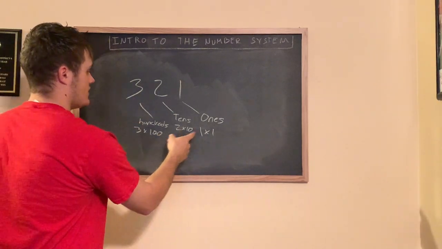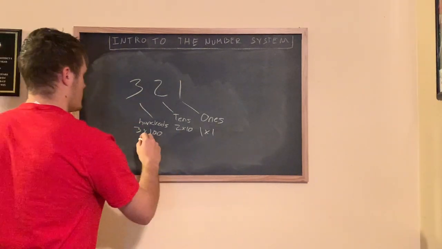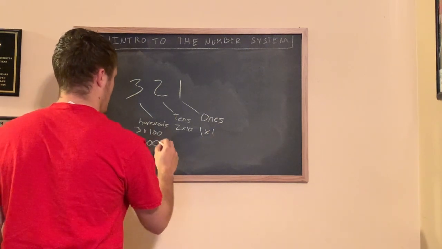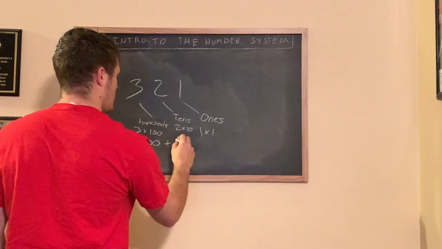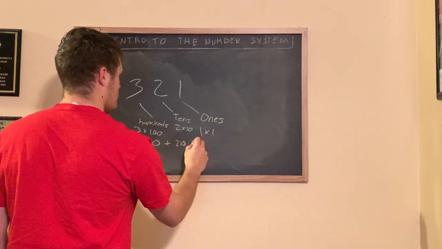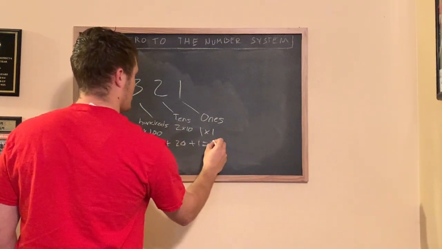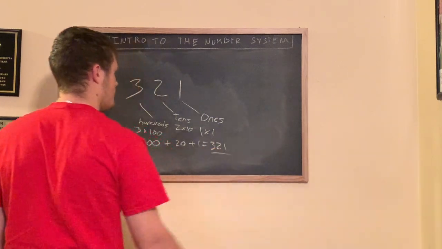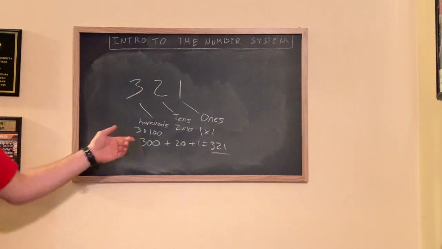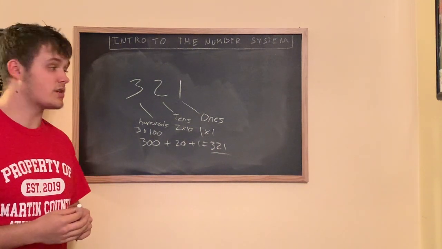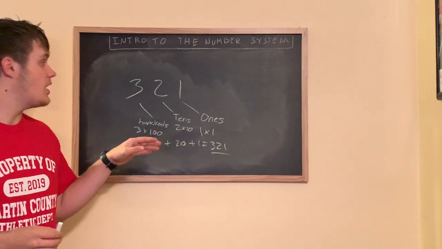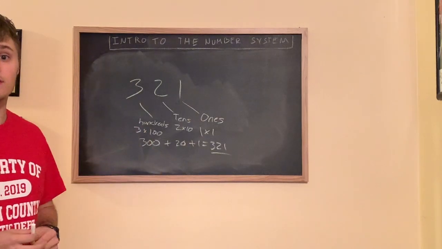Let's go ahead and solve these, okay? 3 times 100 is 300. 2 times 10 is 20. 1 times 1 is 1. And that's going to give us our 321. So it's very important to notice the place value of all these different types of numbers because that'll be crucial in determining what number it is.